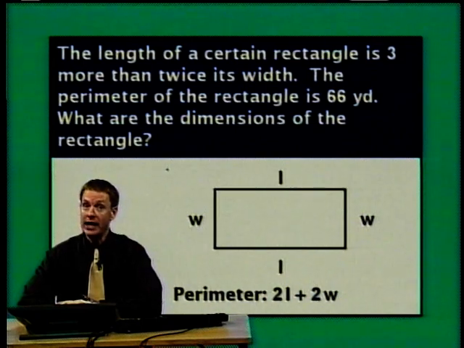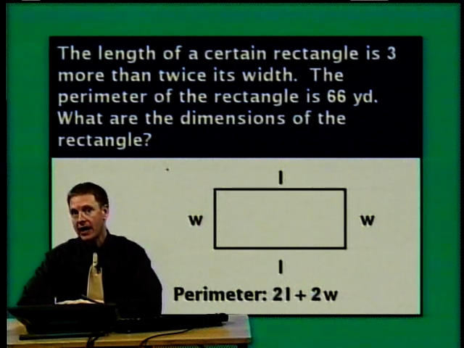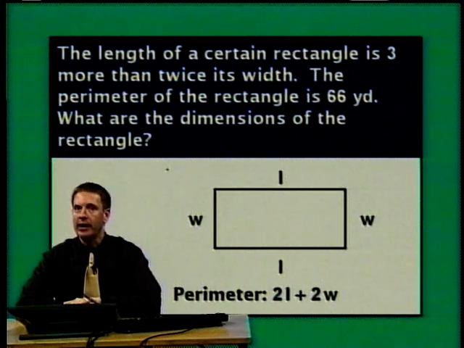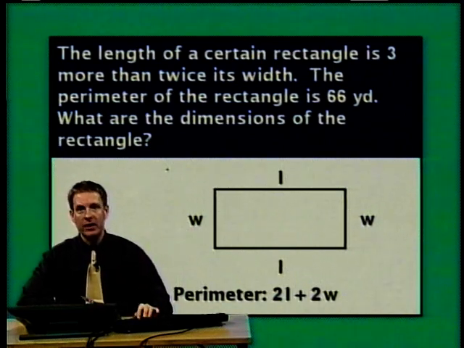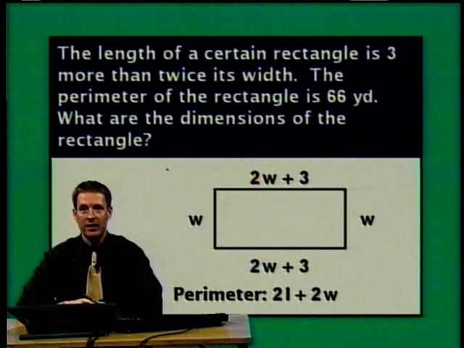Now we're told in the problem that the length is 3 more than twice the width of this rectangle. Twice the width of the rectangle is 2 times W. 3 more than 2 times W is bringing to my mind that we need to add 3 to 2 times W. So in my picture, I'm going to replace L with 2W plus 3.